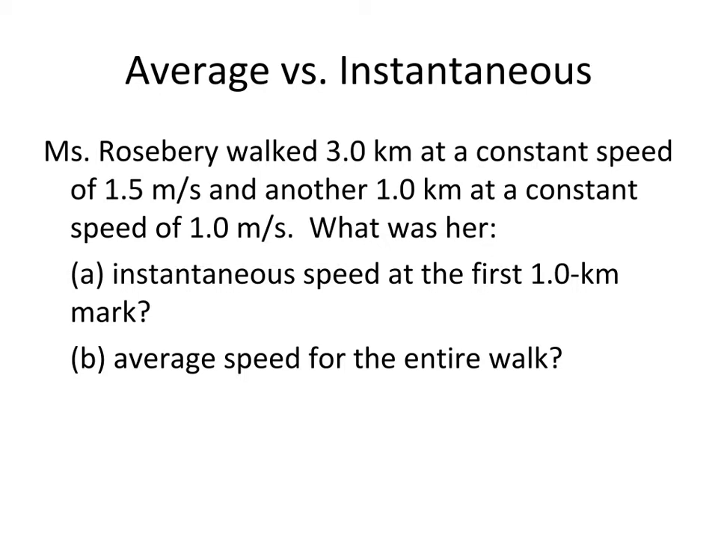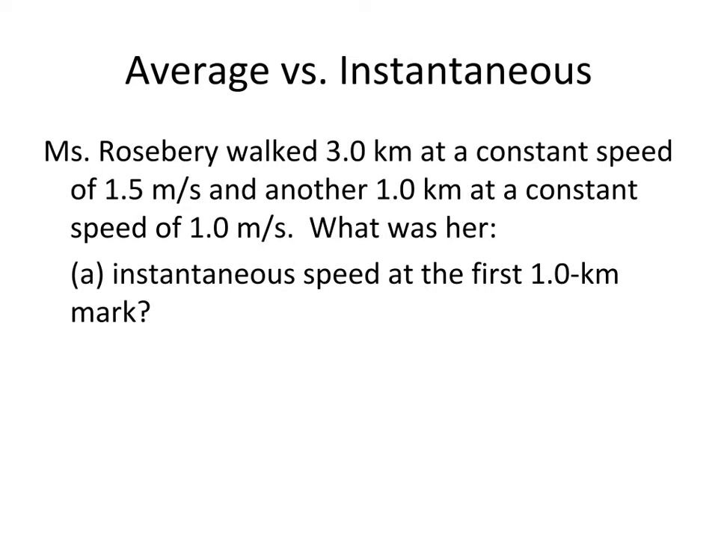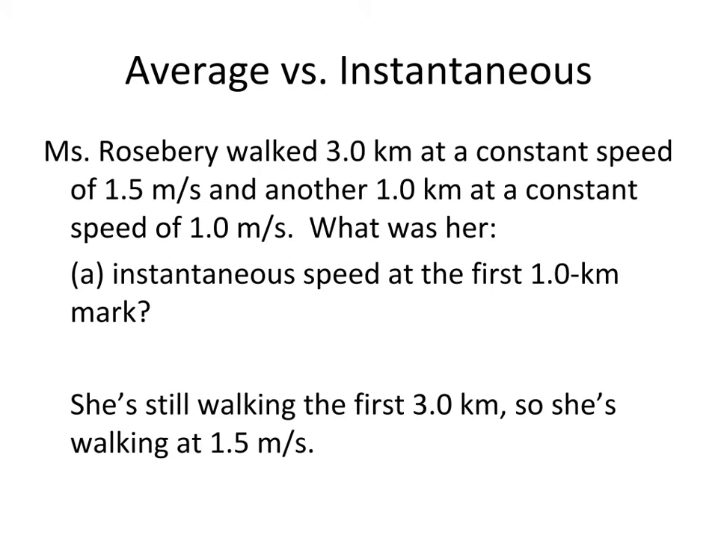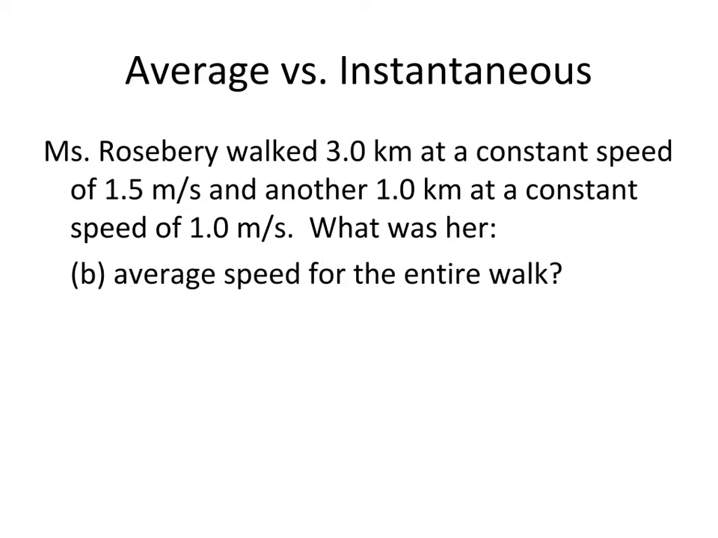Let's say Ms. Roseberry walked 3 kilometers at a constant speed of 1.5 meters per second, and another 1 kilometer at a constant speed of 1 meter per second. What was her instantaneous speed at the first 1 kilometer mark? And then her average speed for the entire walk. Well, she's still walking the first 3 kilometers, so she's walking at 1.5 meters per second. We know that in the first 3 kilometers her speed is constant. So that answers part A. Part B, what's her average speed for the entire walk?